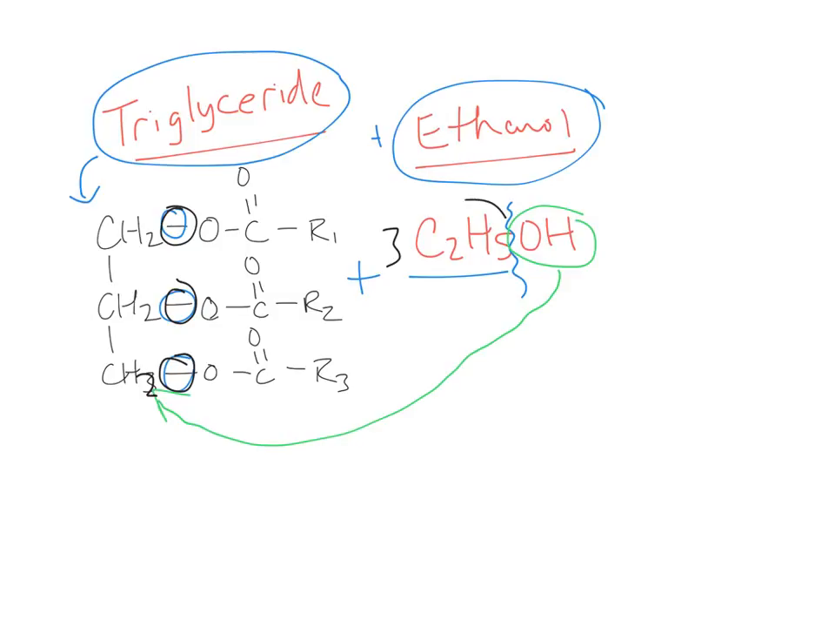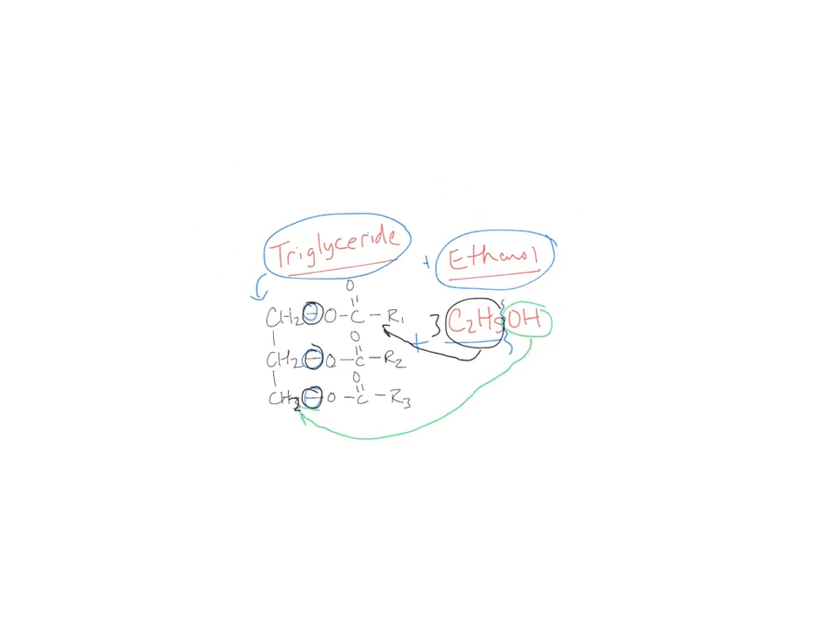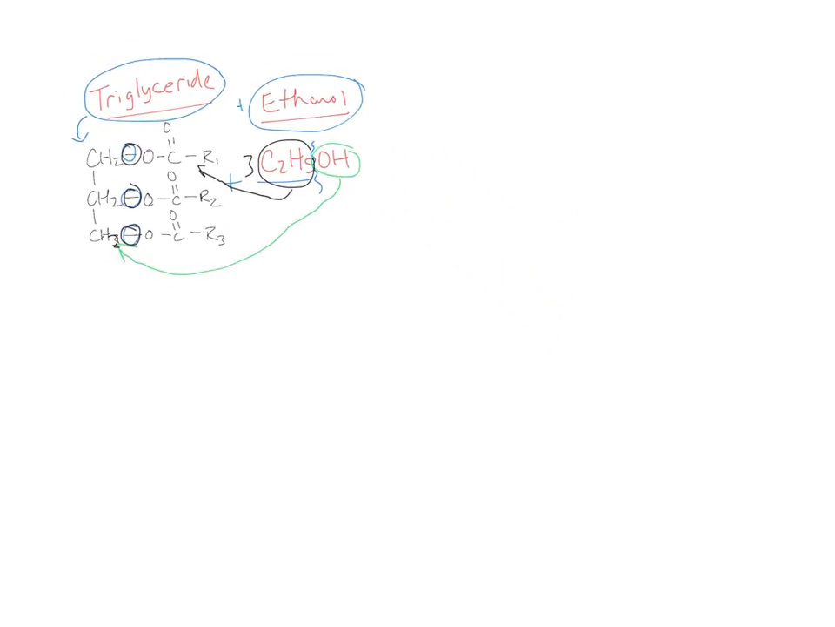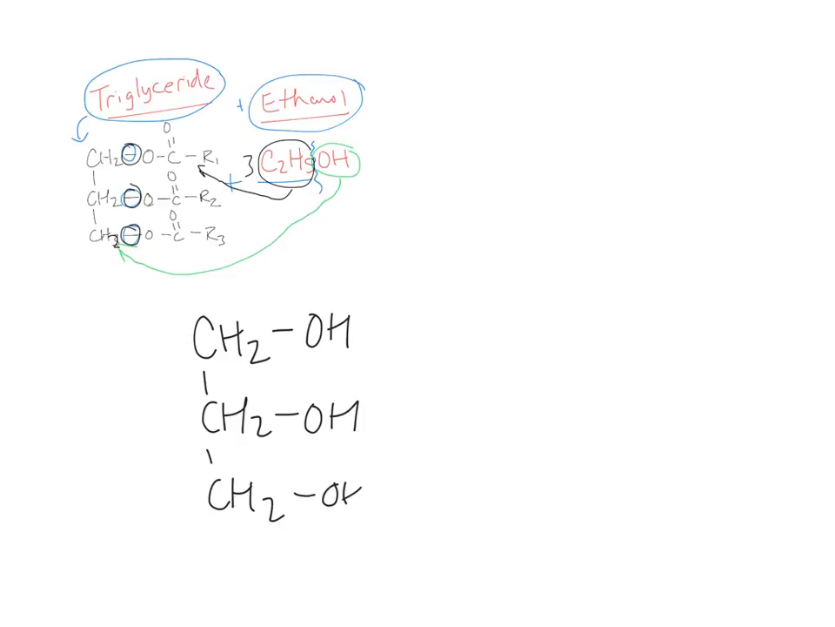The C2H5 is then going to bond to the remaining part of the ester itself. So to give you an example of what this will make when these do combine, you will have C2OH, C2OH, C2OH, and this is glycerol.